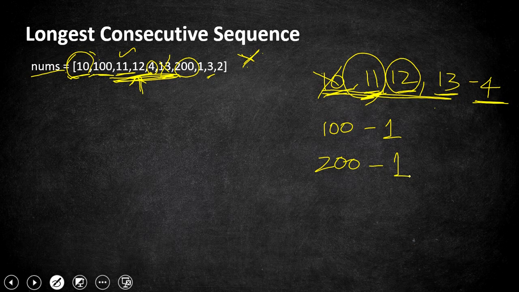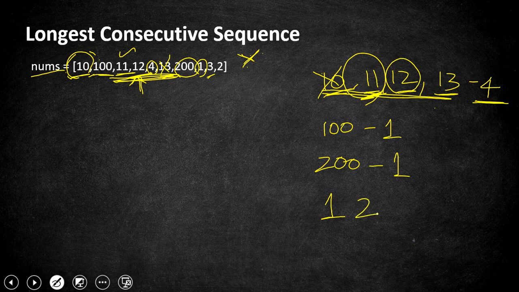So next, moving on to 1. We are checking whether 1 minus 1 is present. 0 is not present, so we are going to start our new sequence starting with 1. Now we have started our sequence, and we are checking whether the next element is present in the array or not. So 2 is present. Yes, we are adding 2.